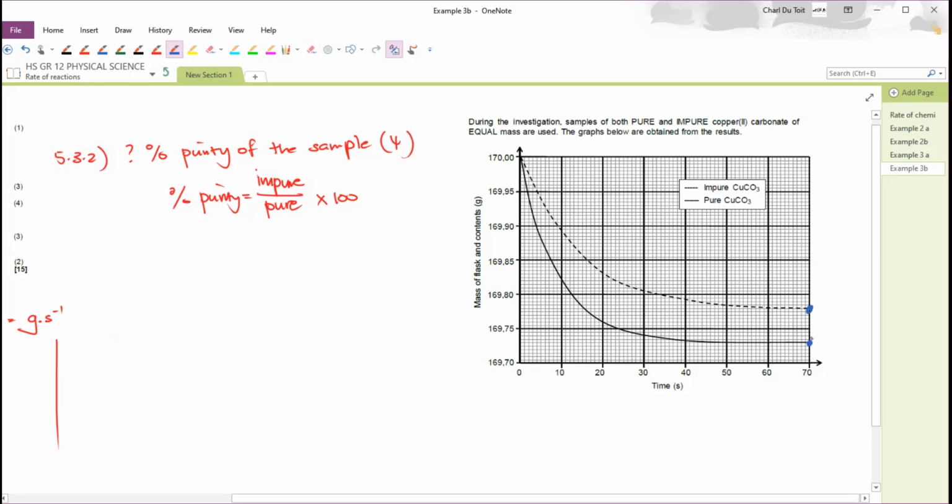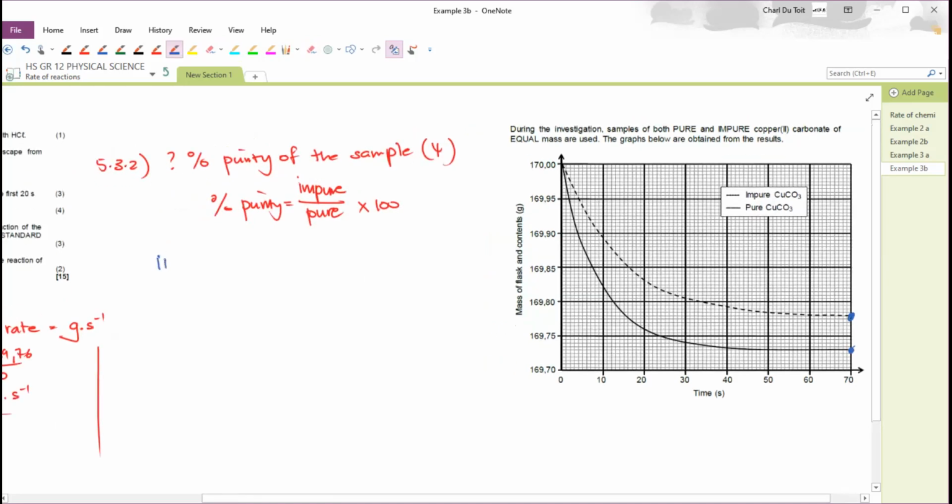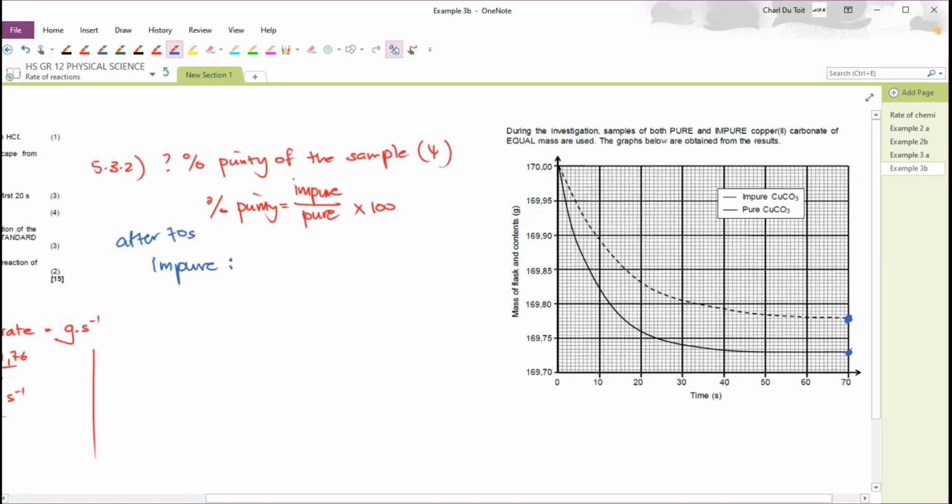So let's start. Let's get the mass of the impure sample. So I'm going to do it after 70 seconds. Why? I can do it after 60 seconds as well, but the weight difference is not going to change. We have the same weight after 70 or after 60 seconds. So I'm just going to do it after 70 seconds, because then I'm 100% sure that both have fully reacted. So after 70 seconds, what is the weight of the impure one? What is the change, basically, of the impure one? The impure one started at 170 grams. And after 70 seconds, what's the weight now?